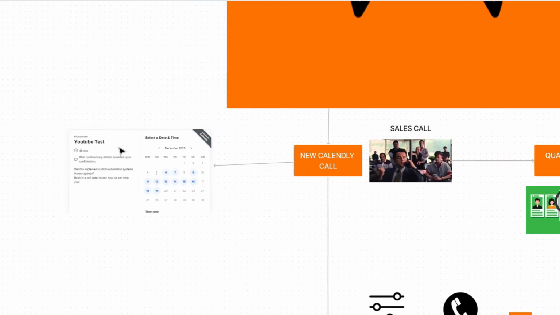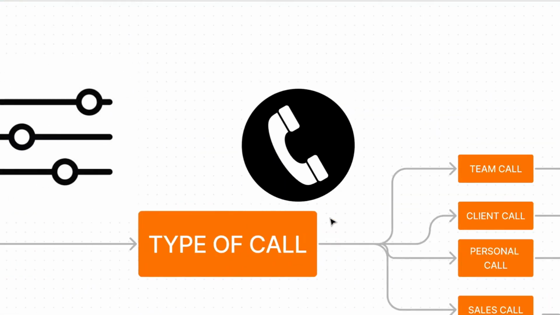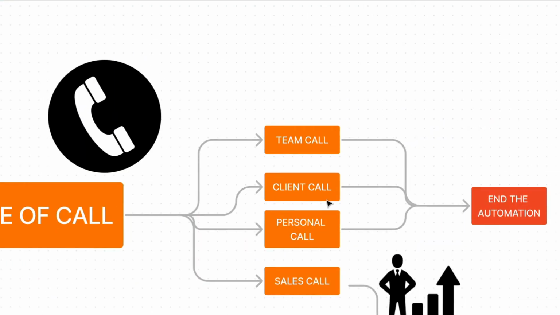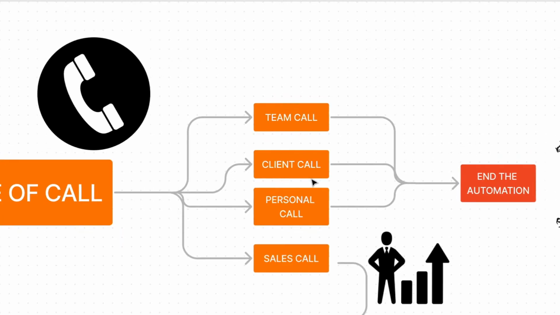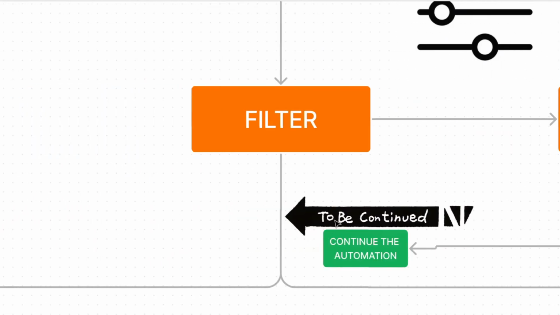So when someone sets up a call, that's going to be your trigger. However, we do need to filter it a bit more. As you know, there's a bunch of different types of calls, and we don't want any team calls, client calls, or personal calls to go through this automation. So if any of these calls come up, we're going to end the automation right there. However, if it's a sales call, we're going to bring it back and continue the automation.